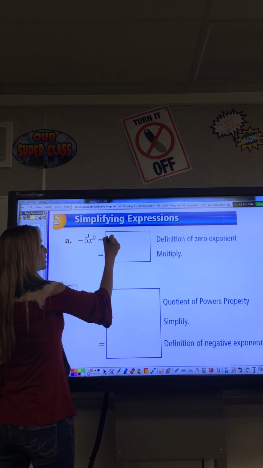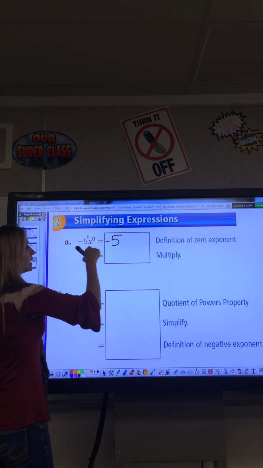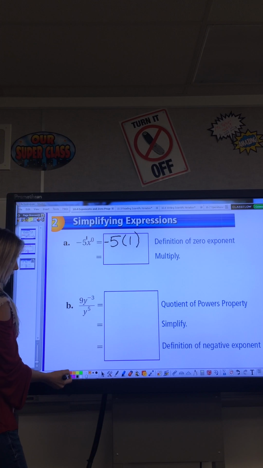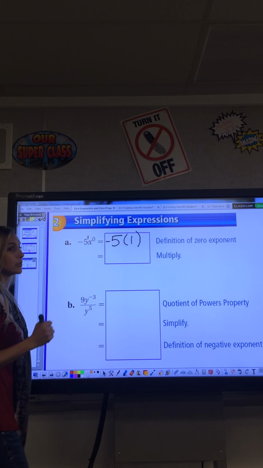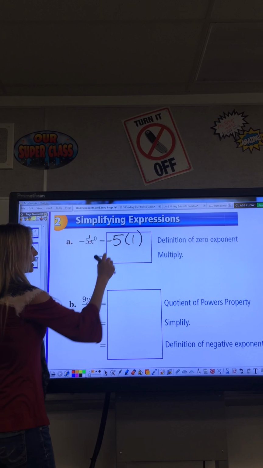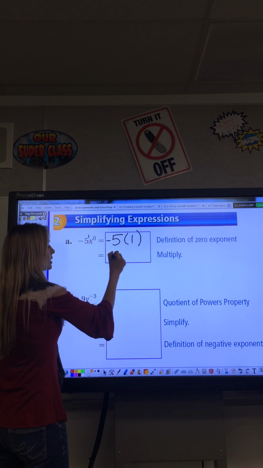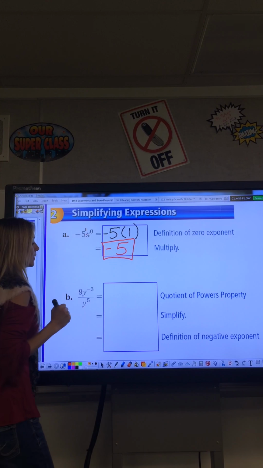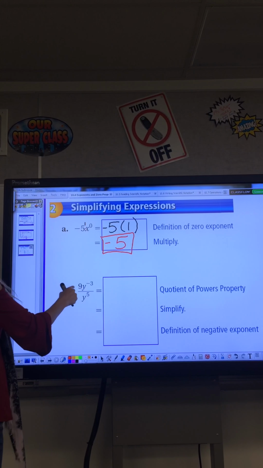So what do I have? I have negative 5, x to the 0 power, anything raised to the 0 power is 1. And remember, there's a multiplication. If I don't see anything, what is it? A multiplication. So my answer is negative 5 times 1, which is negative 5. And the same comes over here.